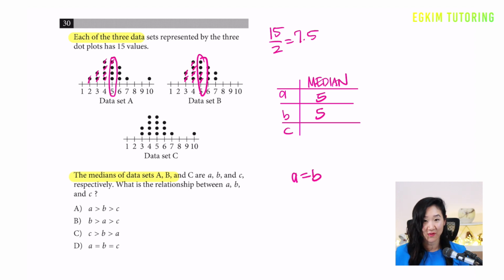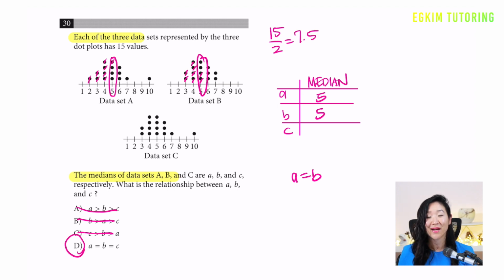Let's go ahead and look at the answer choices to see what we can eliminate. If you notice with all the answer choices, none of them actually say A equals B until you get to answer D. So your answer is just going to be D, and you can stop right here. Technically, you could try to find the median for data set C, but this is the only answer choice that you have left, so you really don't need to.